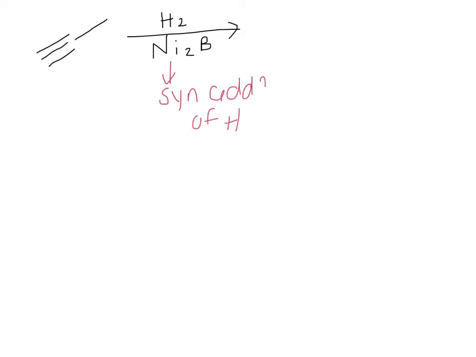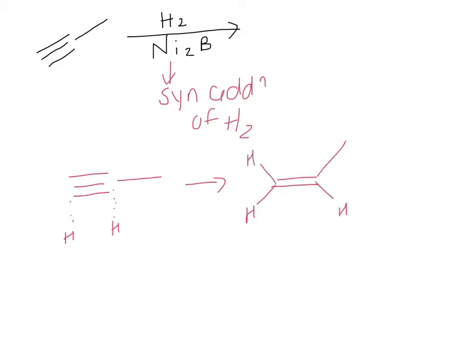That means both hydrogens add to the same side of my alkyne. So if that's my alkyne, I'm going to be adding both hydrogens to the same side, which would give me a product that looks like this. It would be an alkene with 2 hydrogens down, 1 methyl group up, and a hydrogen on the other side up. In this case, this isn't a cis or trans product because we have 2 of the same groups on the same carbon, but we do have to recognize it's a syn addition to do it properly.